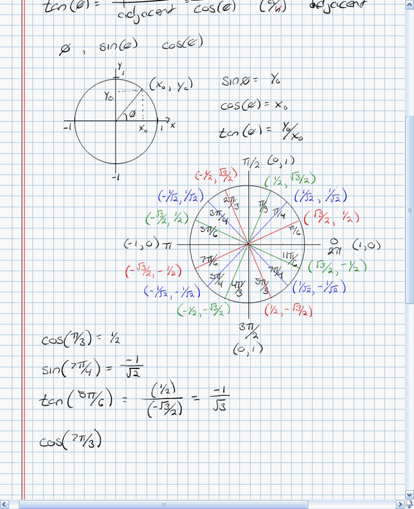So 7 pi over 3: if we go around our circle once, that's the equivalent of 6 pi over 3. And if we continue to add pi over 3, this now, instead of pi over 3, becomes 7 pi over 3. So with 7 pi over 3 equal to pi over 3, our x0 is simply 1/2.